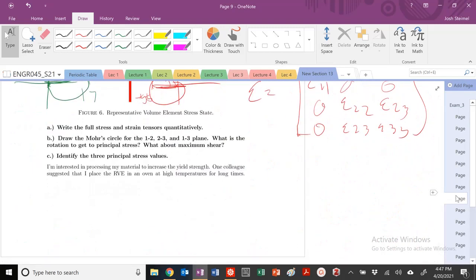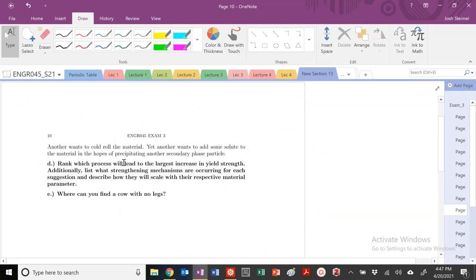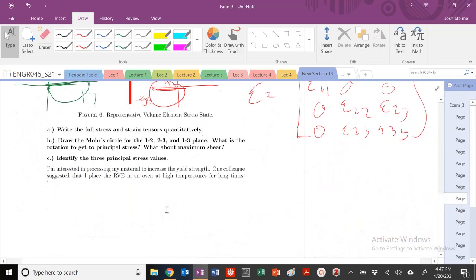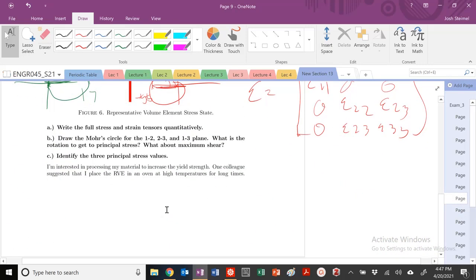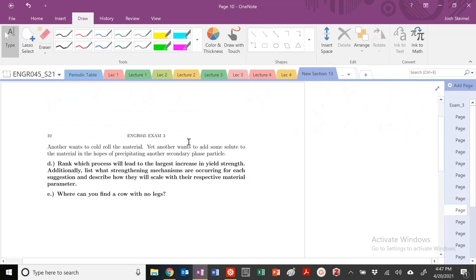And let's see. We have one more little question. Here we go. A little bit into conceptual things. Okay, so I identified the 3 steps. I'm interested in processing my material to increase the yield strength. One suggested that I place it in an oven at high temperatures for long times. Another wants to cold roll the material. Yet another wants to add some solute material in hopes of precipitating a second phase. Which process will lead to the largest increase in yield stress?